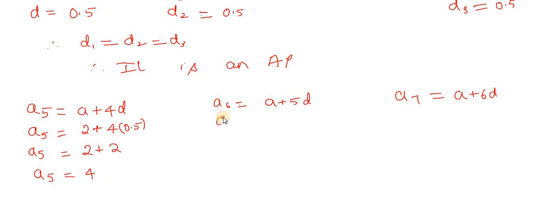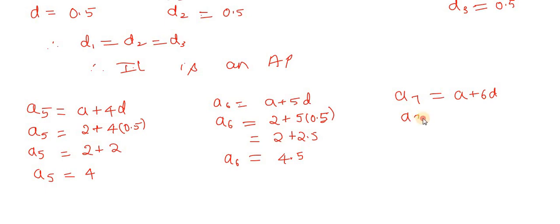Next, A6. A6 is equal to A value, which is 2, plus 5 into the D value, which is 0.5. So 0.5 into 5 is 2.5. So 2 plus 2.5 is equal to 4.5. So A6 is 4.5.